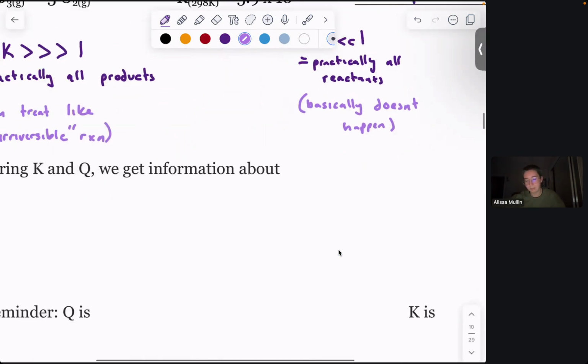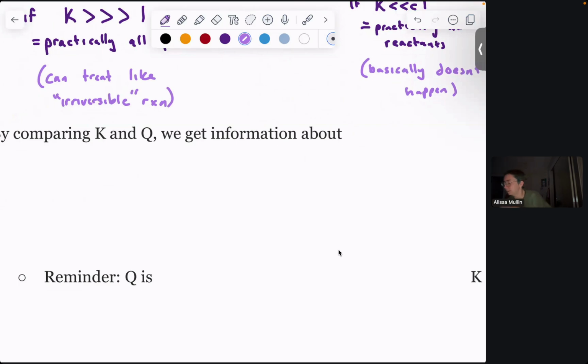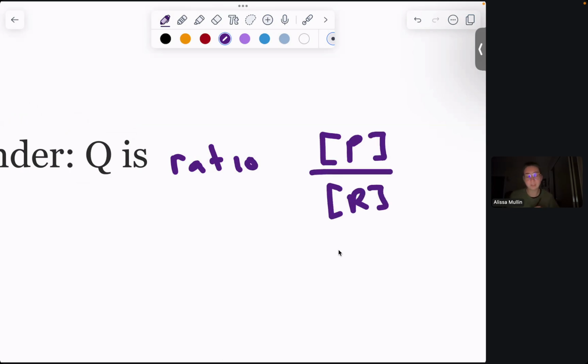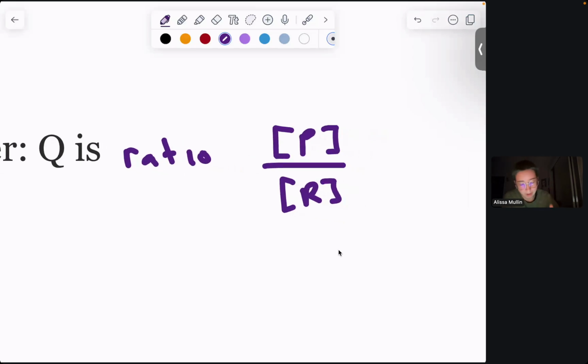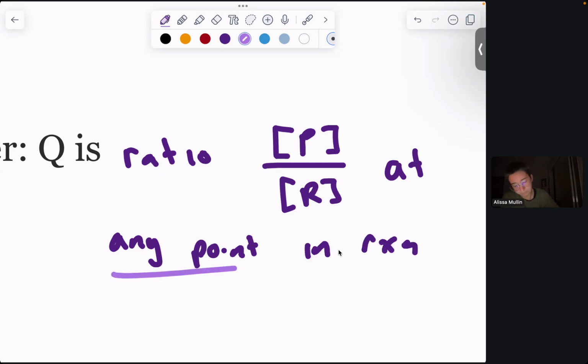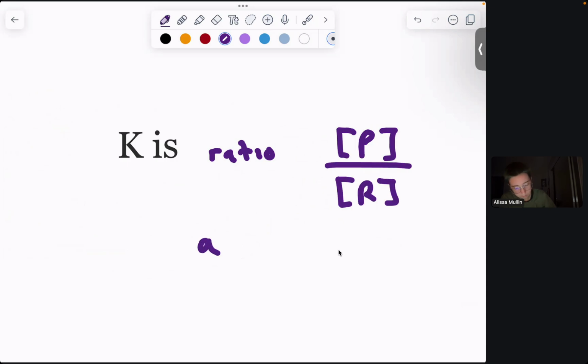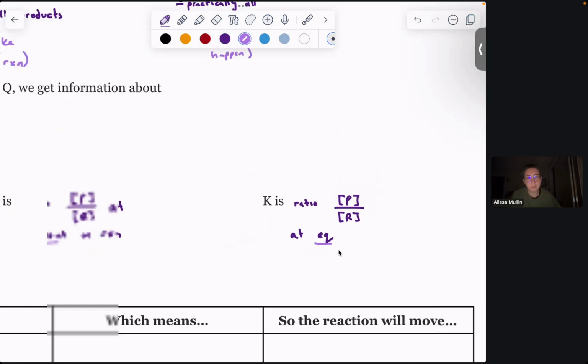Cool. I do want to remind you about K versus Q and how we can compare those two values. Reminder that they're both the same equation, right? It's the ratio of your products over your reactants. But the difference is, if you do this equation at any point that's not equilibrium, you call it Q. If you do that equation at equilibrium, then it is called K. So that's the only difference between those.